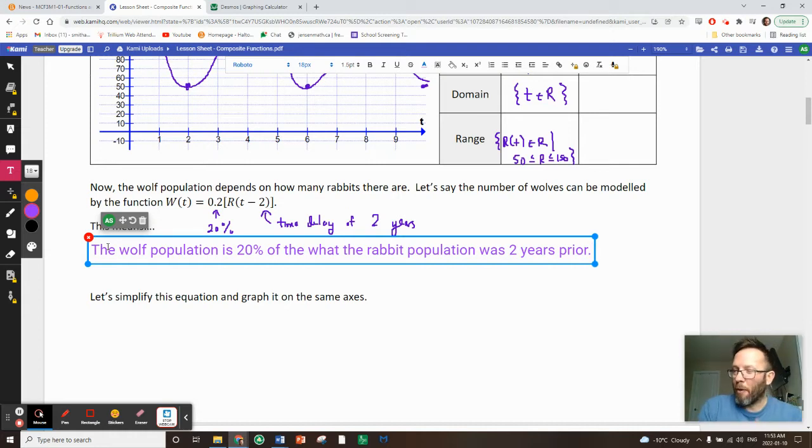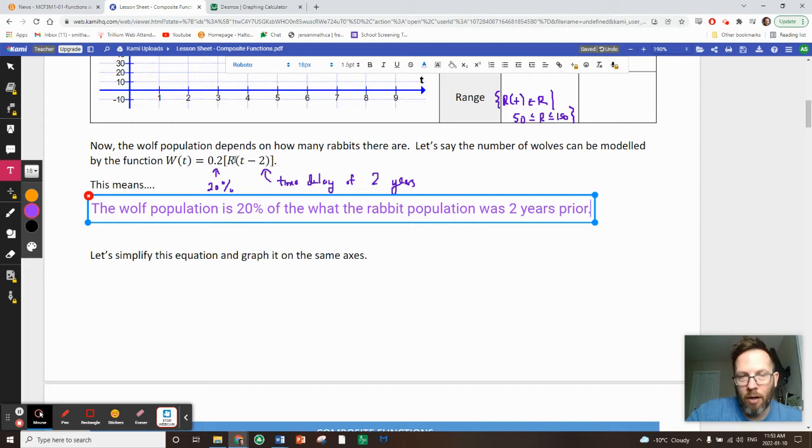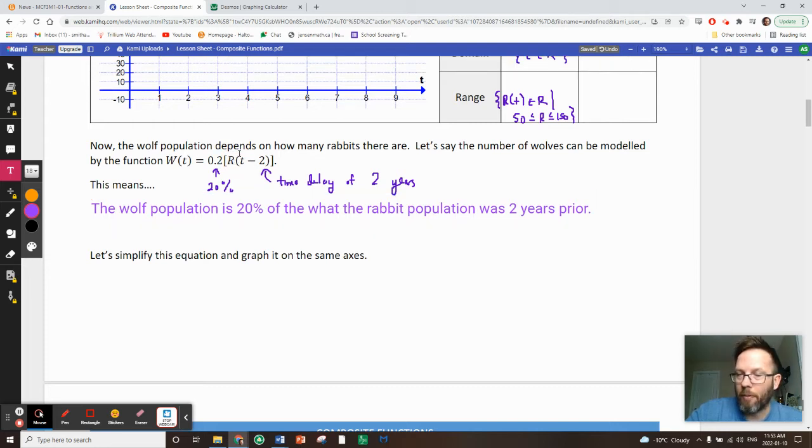Every wolf needs about 5 rabbits to survive. And as the rabbit population increases and decreases, it takes about 2 years for that effect on the wolf population to increase or decrease. Now, we actually know what the rabbit population is, or we know a function for it. So let's do our first example of a composite function, where the wolf function depends on the rabbit function. Let's simplify this equation, and then we'll graph it together as well.